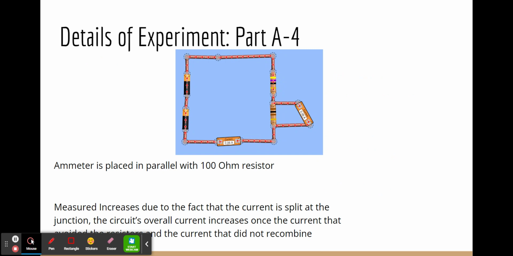For part A4, an ammeter was placed in parallel with the 100 ohm resistor, and the measured current increased due to the fact that the current was split at the junction. So that meant that the circuit's overall current had to increase once the current avoided the resistor, and then the current didn't recombine.